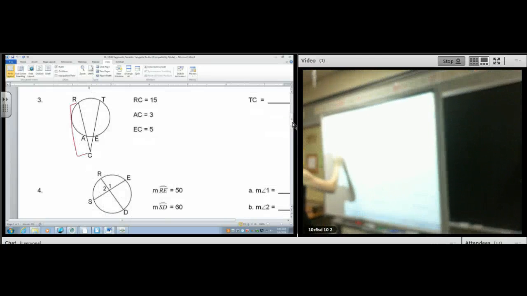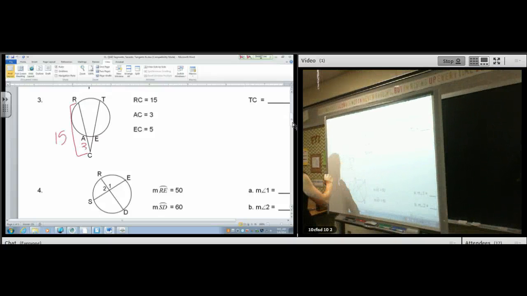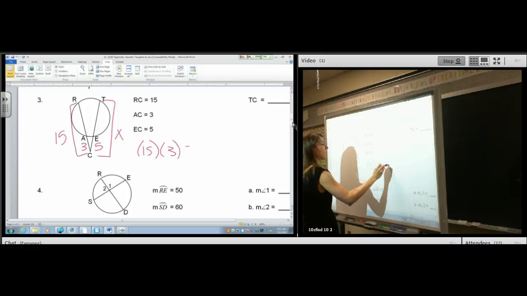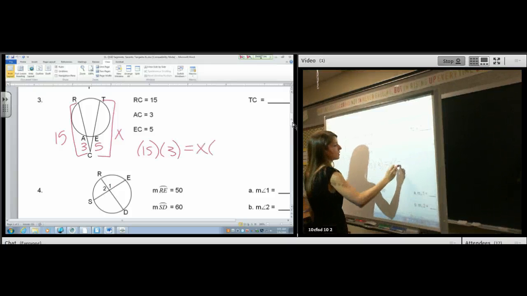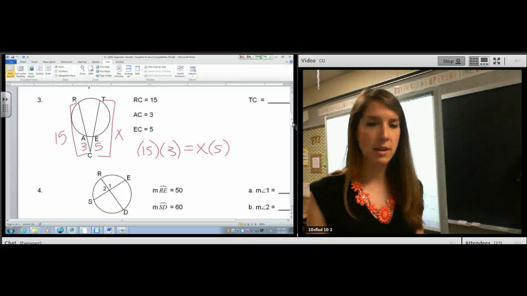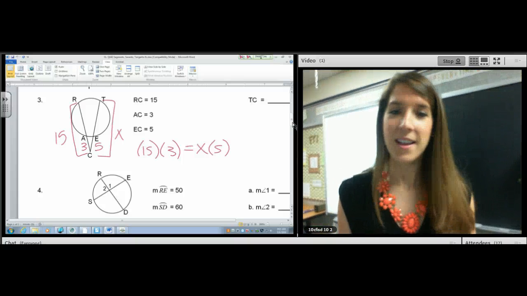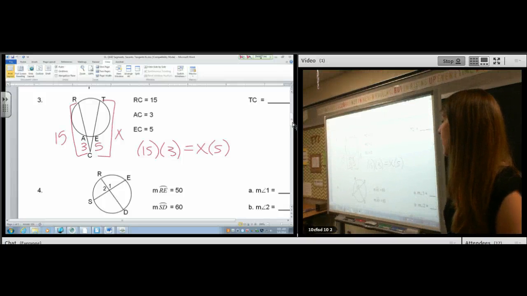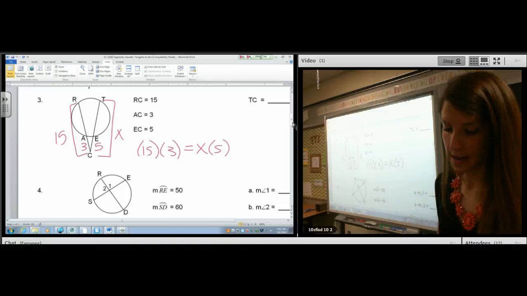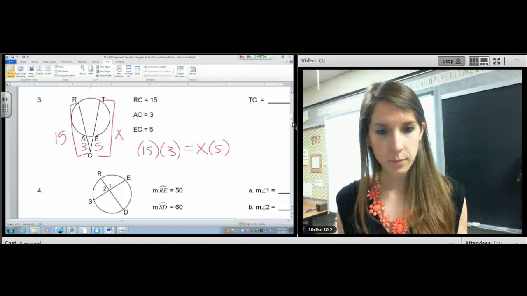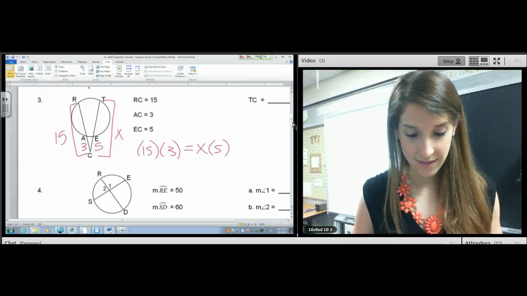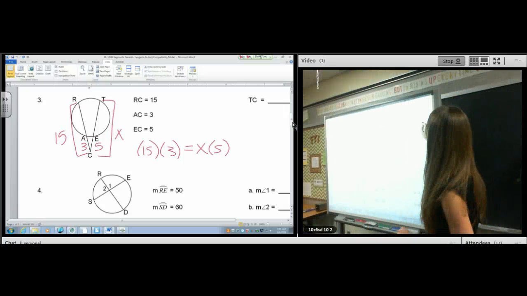RC is 15. AC is 3. EC is 5. This is exactly like the one I just did. Whole times external equals whole times external. We didn't trick you at all. We gave you wholes and we gave you externals. You didn't have to subtract anything or do anything crazy. 5 times 15 and then divide it by 5. Sorry, 15 times 3 and then divide it by 5. 15 times 3 divided by 5 is 9. What else can I do?